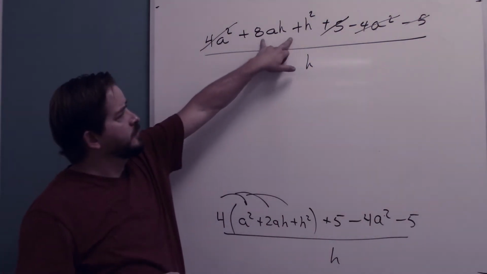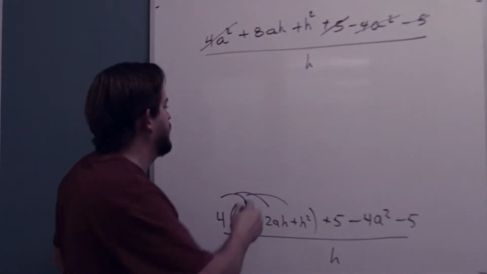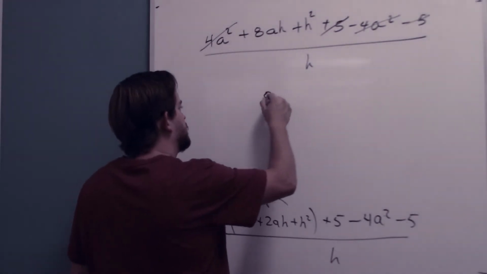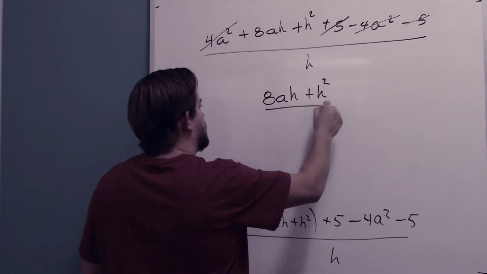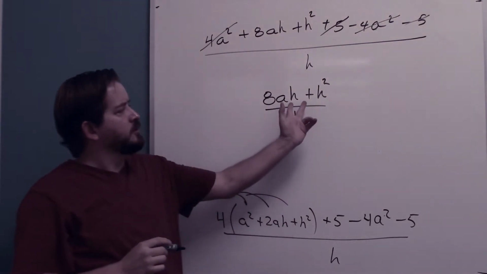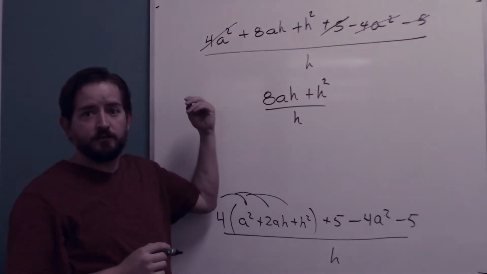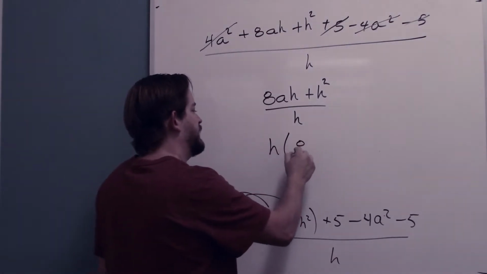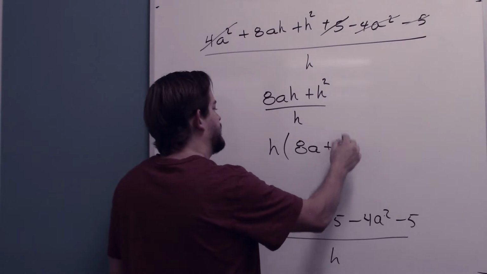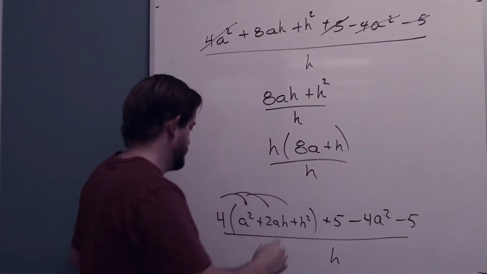And I'm only left with two terms, right? 8ah plus h squared all over h. My two terms in the top have an h that I can factor out. Factoring out an h leaves me with 8a plus h all over h.